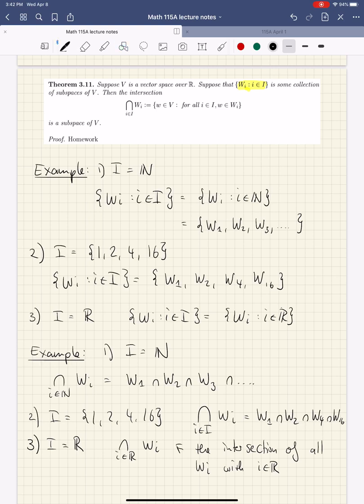Okay. So I hope this will give you a good idea of what this family means, and also what this intersection means. You're more than welcome to ask me about this in the live lecture, and I'd be more than happy to elaborate more on this. But let's go back to what the theorem says. The theorem says now, if you're given a vector space and you take such a family Wi of subspaces, then the whole intersection will be a subspace again.